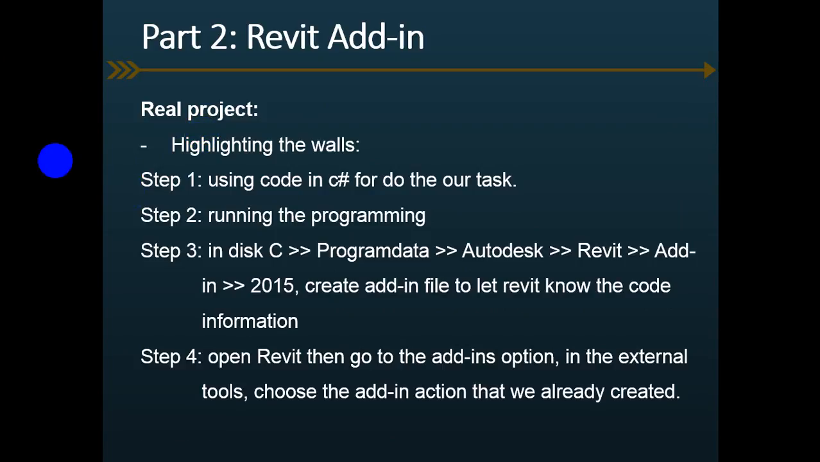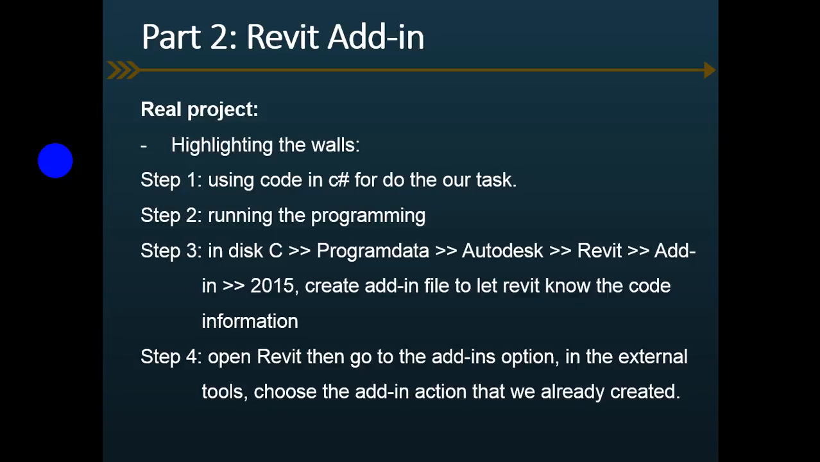The first step is I use C# coding, do our test, and then run the program. After that, go to the program data, Autodesk Revit add-in 2015, and create a file to let Revit know where the code is.